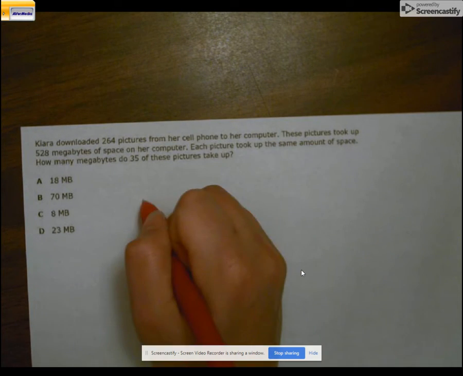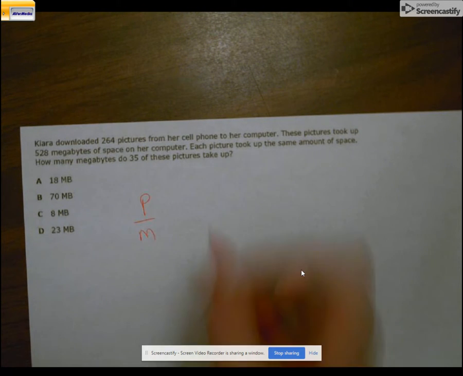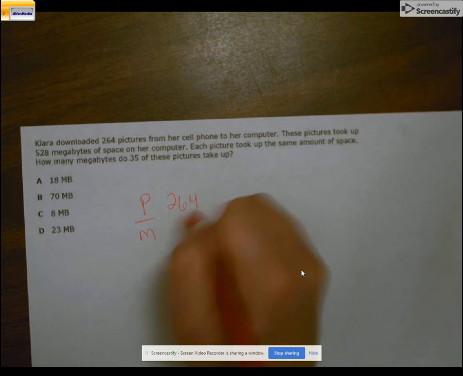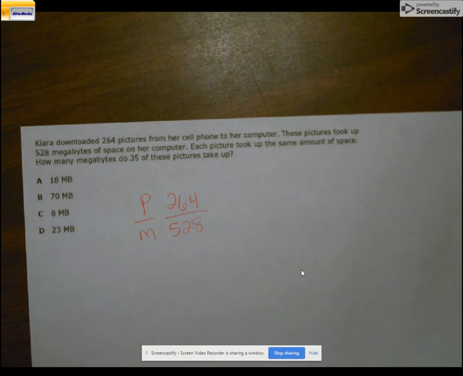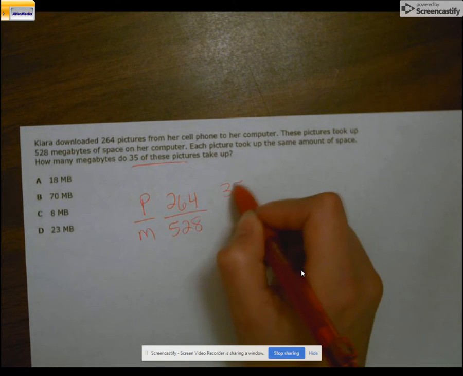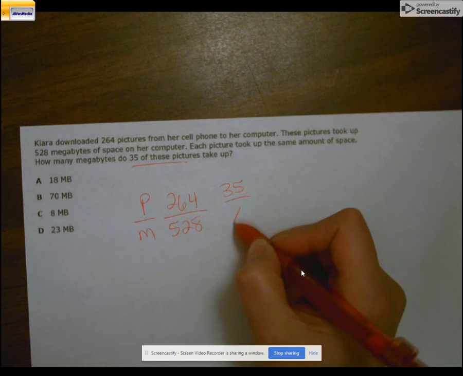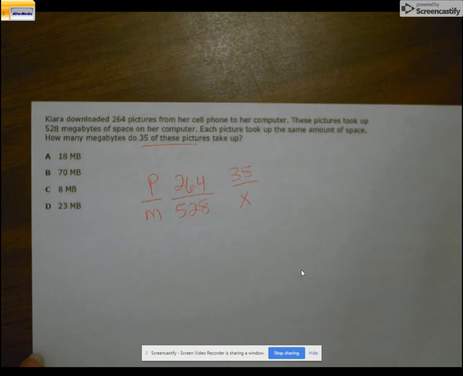So I've got pictures over megabytes. I'm going to set up my proportion. So I have 264 pictures, go with 528 megabytes. And then I have 35 pictures, so that's going to go on the top here with the pictures. And then I have an X down here. Now, what I'm going to do here is basically use some logic to get rid of some answer choices to start with.